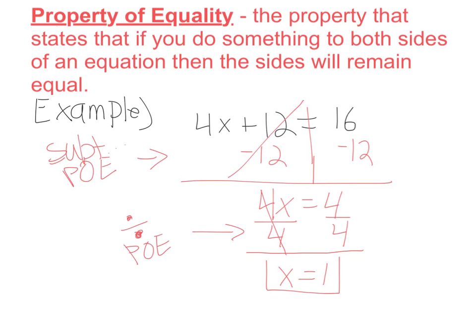The property of equality is the property that states that if you do something to both sides of an equation, then the sides will remain equal. So we use this when we're going through equations. 4x plus 12 is equal to 16. I want to subtract 12 from both sides. Doing it to both sides is the subtraction property of equality. Same thing with division.